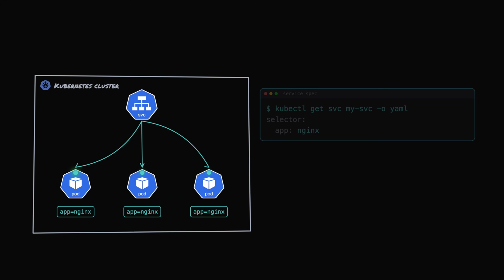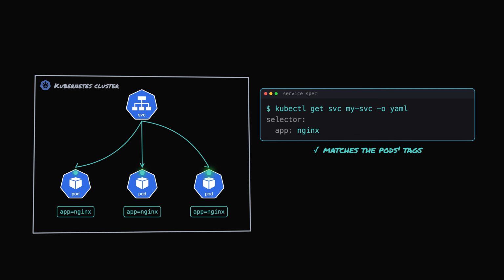In Kubernetes, your actual app runs inside pods, but pods come and go, so it doesn't make sense to send traffic straight to them. Instead, you put a service in front. A service acts as a stable front door that forwards traffic to the right pods behind it. So how does the service know which pods it should send traffic to? Services use labels. Every pod wears a little name tag, like app equals nginx, and the service is told, send traffic to any pod whose tag matches the one I'm looking for.